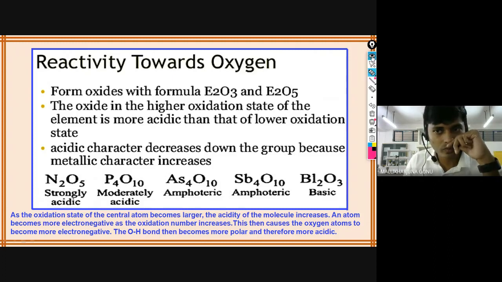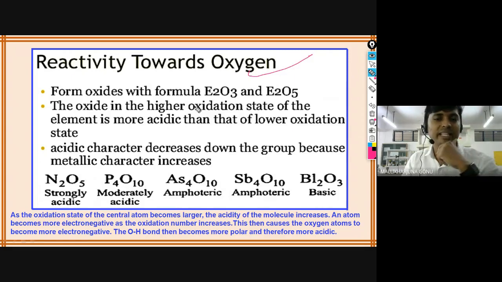Yes. Next, reactivity towards oxygen. When they react with oxygen, compounds like N2O3, N2O5 or P2O3, P2O5 will usually be formed. This is for nitrogen and phosphorus.